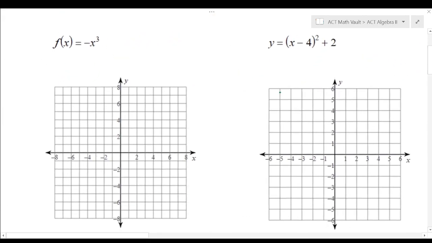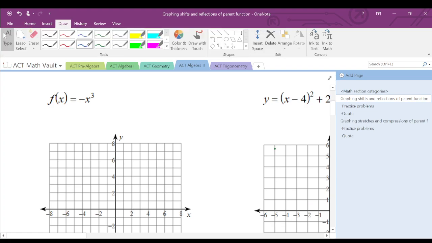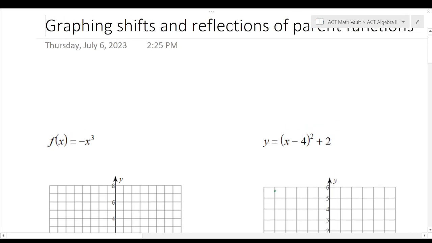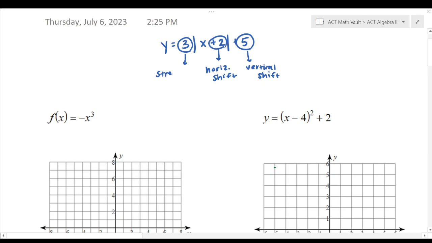So what we need to do is graph negative x to the third power. If I have really any function, maybe we'll use absolute value as our example, like y equals 3, absolute value x plus 2, and then say plus 5. This number right here is the horizontal shift. The plus 5 is the one that moves it up and down. That's the vertical shift.